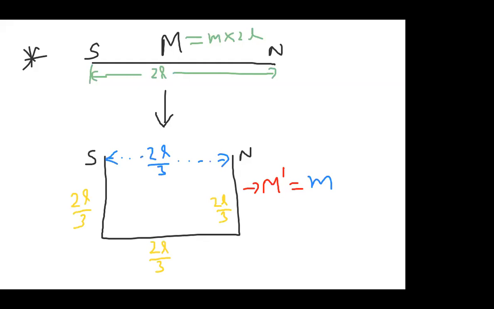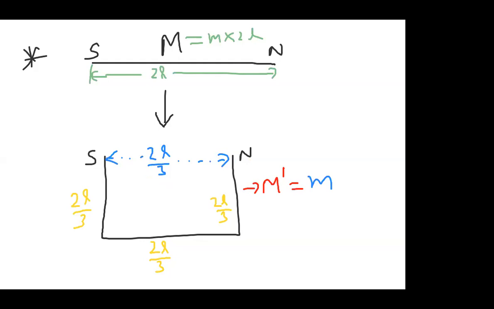So magnetic length is a vector quantity. It is always a straight line between south and north pole. Even if you bend it like that, it must be a straight line between south and north pole. What is the information we got? 2L by 3, because this is 2L by 3 and this is also 2L by 3.